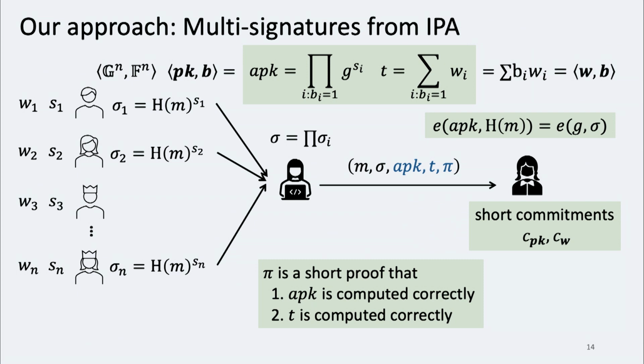And there's something that could be easily missed: the proof actually has to contain a third component, that this bit vector B is actually a binary vector. Every element in the vector is either 0 or 1. So now we have successfully reduced the problem of multi-signatures to inner product arguments.